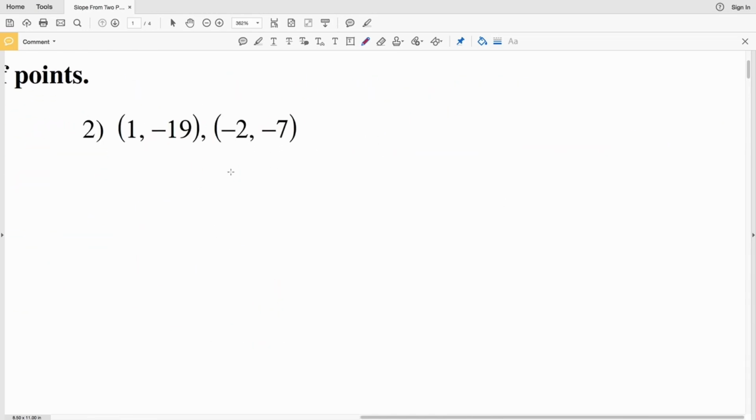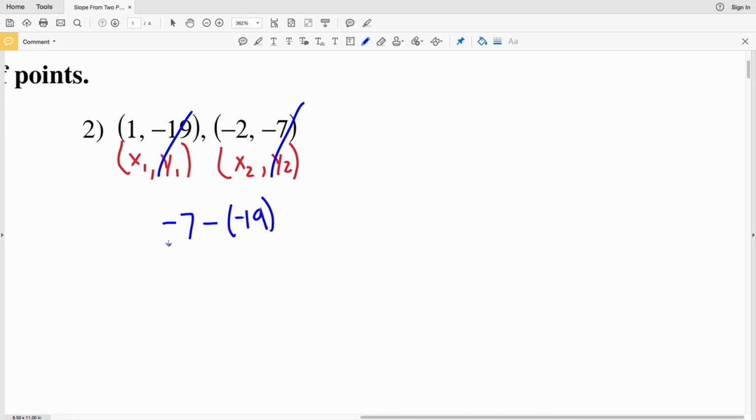And number 2, let's go ahead and set up our x1, y1, x2, y2. So 1 comma negative 19 is x1 comma y1, and negative 2 comma negative 7 is going to be x2 comma y2. Starting with our y2, we're going to do negative 7 minus our other y coordinate, which is negative 19, and that's all over x2, negative 2 minus x1, which is 1.